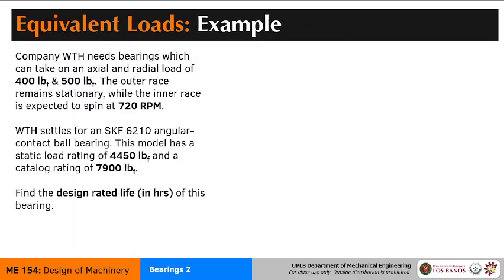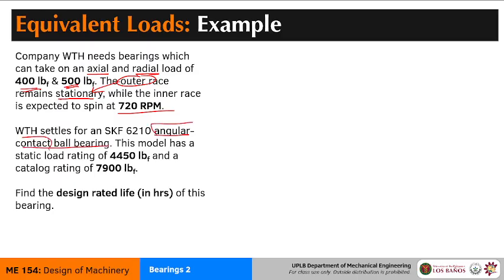Right now, this company, What the Hey, needs bearings which can take on axial and radial loads of 400 and 500 respectively. The outer race remains stationary, while the inner race is expected to spin at 720 RPM. So What the Hey settles for an SKF 6210 angular contact ball bearing.